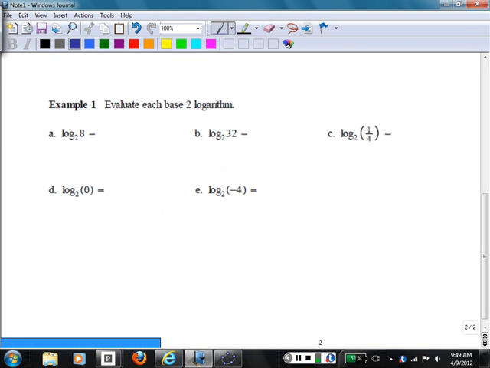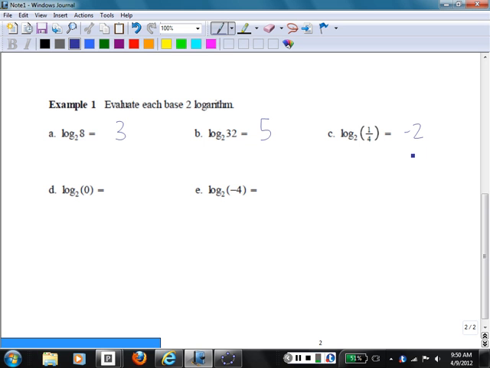When I write this, it represents the power, the exponent, that the base 2 can be raised to get 8 as the answer. What number am I thinking of? 3. If you raise 2 to the third power, you get 8 as the answer. So that's the value of that logarithm. Log base 2 of 32 represents the power that 2 can be raised to get 32 as the answer. That's going to be 5. Log base 2 of 1/4 is the power that 2 can be raised to get 1/4 as the answer. -2. 2 to the power of -2 equals 1 over 2 squared. That's 1/4.